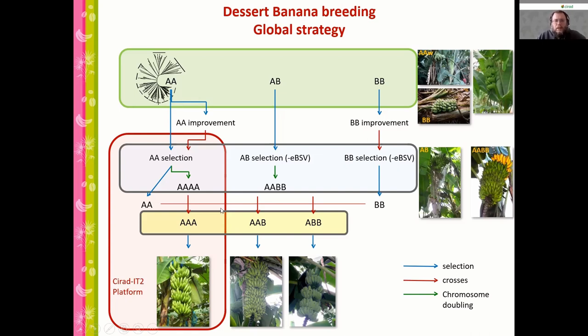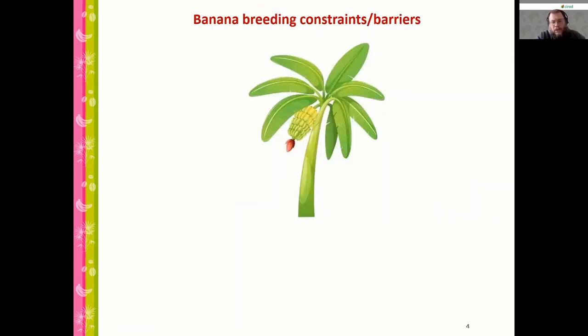And we perform a chemical treatment with colchicine to perform chromosome doubling. And we can cross this new tetraploid with another diploid to obtain triploid hybrids. We also have a pre-breeding step at diploid level, even in acuminata subgroups or in balbisiana subgroups. So now I will talk about the barriers, the constraints for banana breeding.